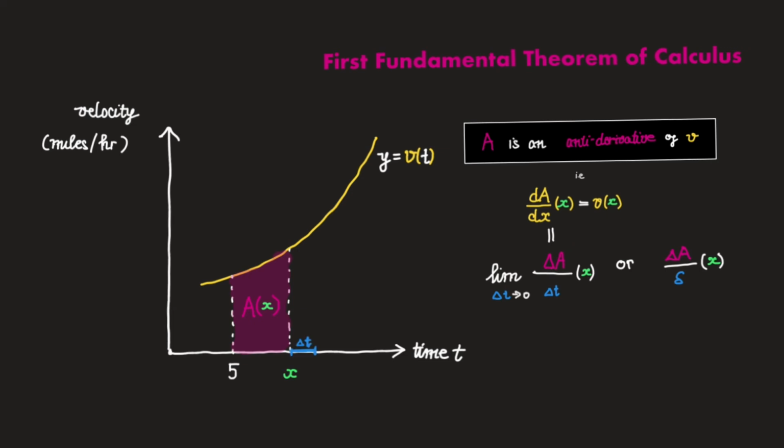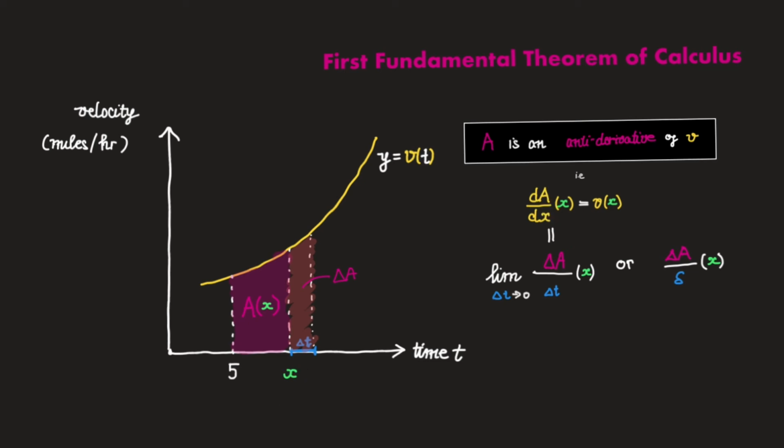More precisely, when we change x by some small amount delta t, then the area A increases by the area of this thin stripe. And if we take the ratio of the change in A over the change in x, then we get the average rate of change of A over this time interval. And if we now go further and take the limit of this average rate of change as this time interval delta t shrinks to 0, then what we get is the instantaneous rate of change of A at this time x.